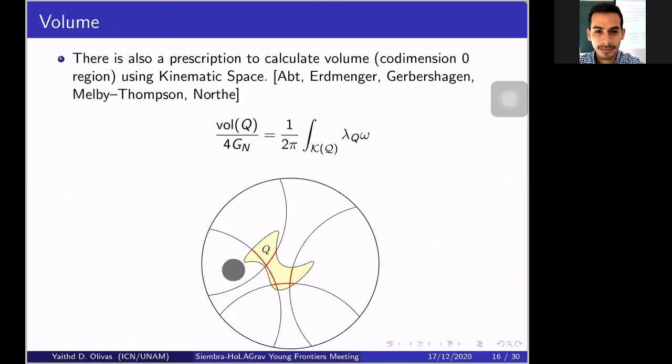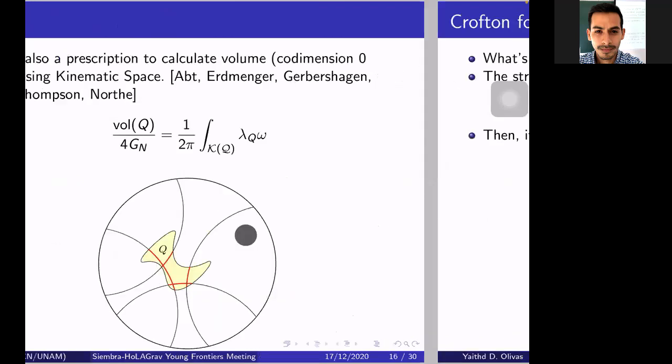But we can also obtain a prescription for the volume. In that case, we only need to integrate over the geodesic segment that keeps inside the region Q, and we have to weight this function with the Crofton formula. So there are a lot of things that we can calculate using the Crofton formula and the connection of kinematic space with the geometry of the bulk.